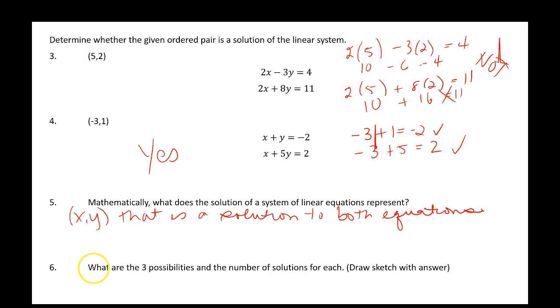And number 6 is, what are the 3 possibilities in the solutions for each? Well, we've actually already answered this. The first possibility is that the lines will intersect in one point, so there's one solution. The second possibility is that the lines are parallel and they'll never intersect, so there's 0 solutions. And the third is if the equations are the same line and they intersect at an infinite number of places along the line, so an infinite number of solutions. Okay?